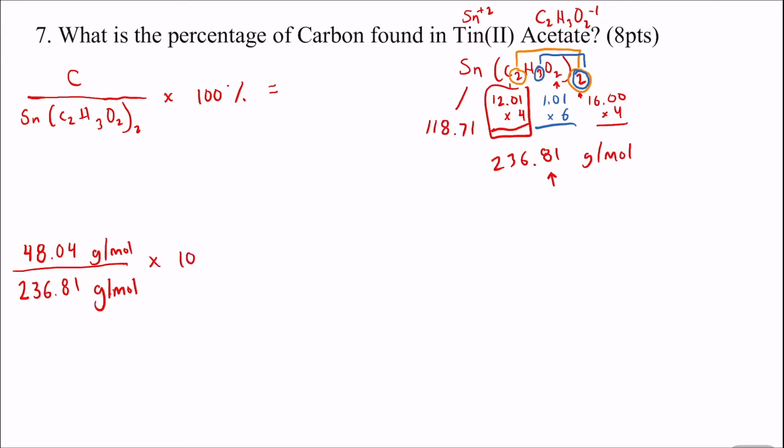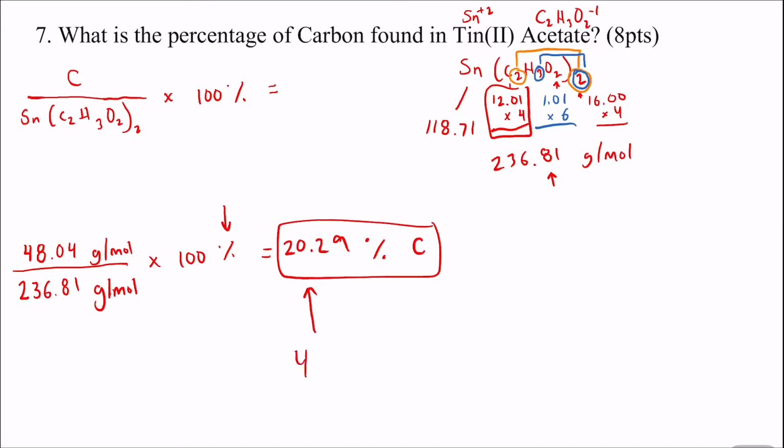And we're going to times this by 100. Percent is the unit. Don't type that in your calculator. Just times it by 100. And like I said, it's our units. So that's what we're going to end up with. Okay, and once you plug this in your calculator, you should get 20.29% carbon. There's 4 sig figs here because this has 4 sig figs. This is 5 sig figs. And because we're dividing, we're going to go with the least number of sig figs. All right, so there we go.